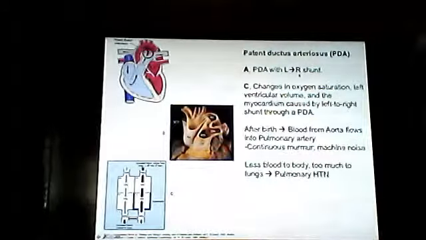Patent ductus arteriosus. So you could have problems with this connection right here. After the blood goes through the aorta, typically it'll just keep going down. But if you have this connection where the aorta connects to the pulmonary artery side, then you have increased blood flow and this continuous murmur that you'll see in clinical cases. And then you eventually have a little bit less blood going to the rest of the body because you have too much going through the lungs, and you have this increased pulmonary hypertension.